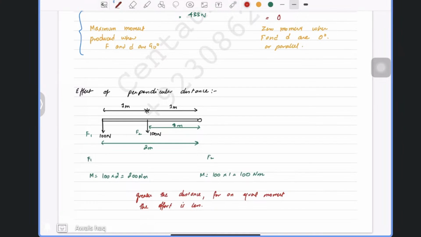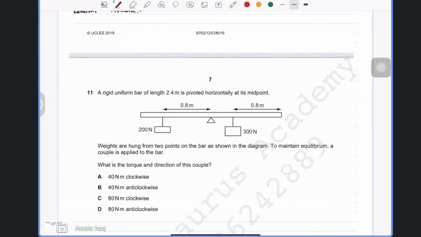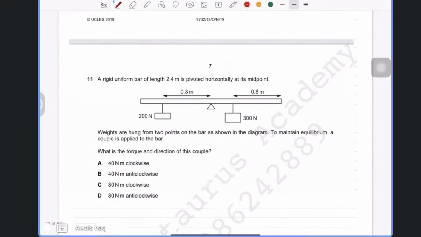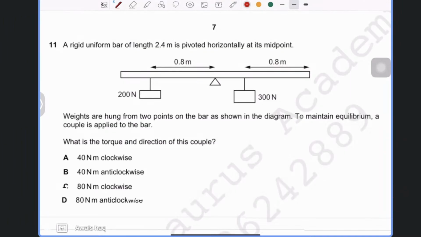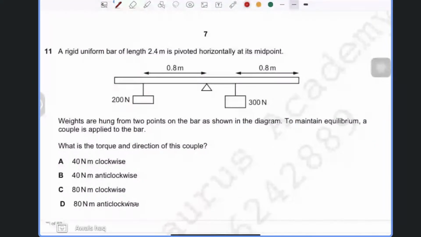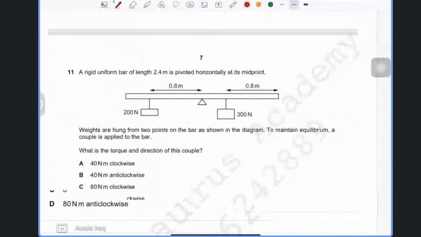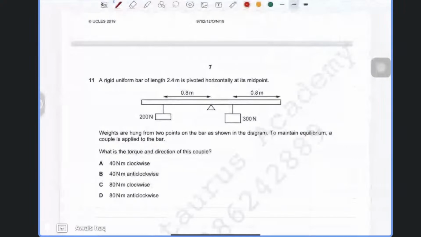So we're going to go to the question here, and we're going to look first at the resultant moment. So let's have a look at this question. Oh, can you guys see the screen? Hello? Did I disconnect? Oh, I guess you guys can see the screen. You guys can hear me, right?